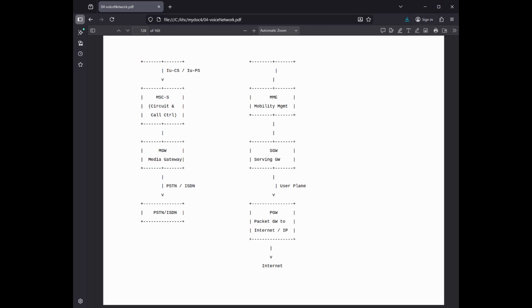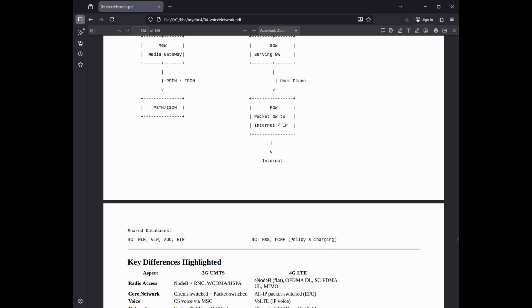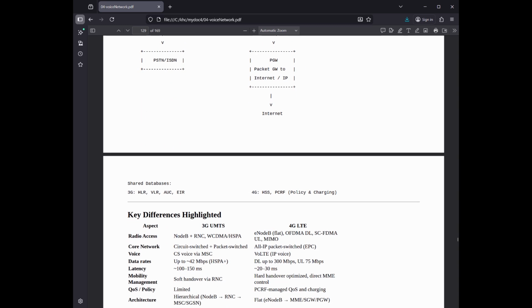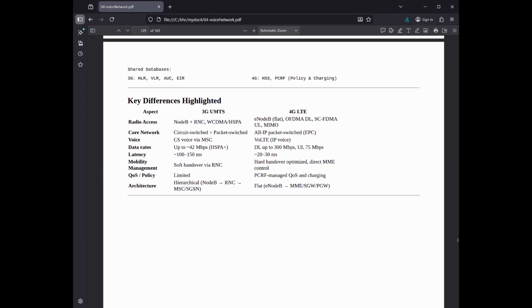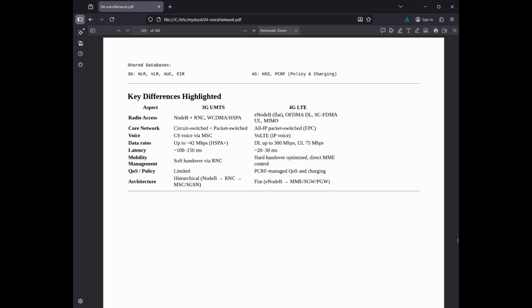Then the MGW and SGW: the media gateway and the serving gateway. The MGW connects to the PSTN/ISDN on the user plane, and the PGW, the packet gateway, connects to the internet and IP networks. Shared databases: in 3G, HLR, VLR, AUC, and EIR; in 4G, HSS and PCRF, policy and charging.